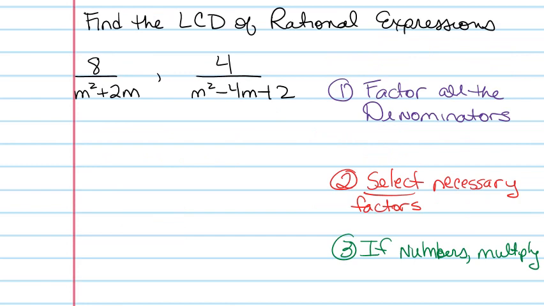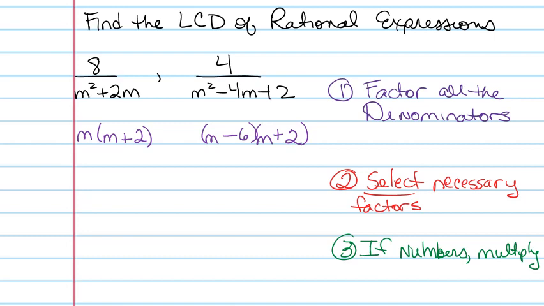Okay, so now for this one, we're going to find the common denominator of these two. The first step says to factor all the denominators. So the first denominator factors into m times m plus 2. The second denominator is a trinomial, that is a minus 12, and it's going to factor into m minus 6, m plus 2.